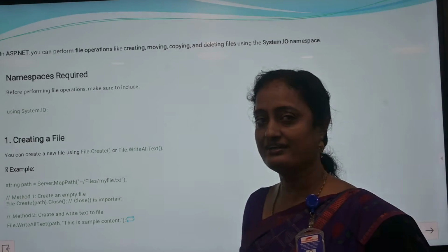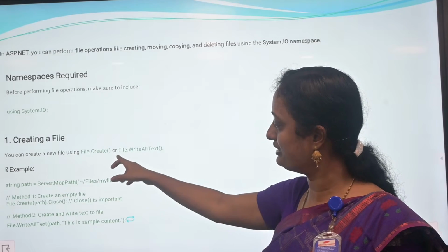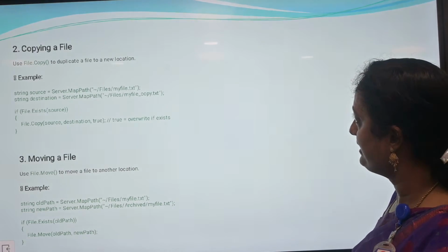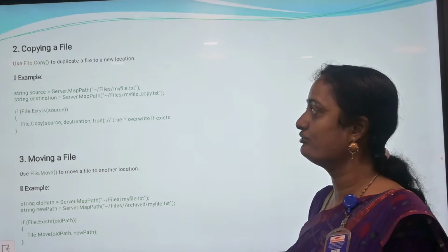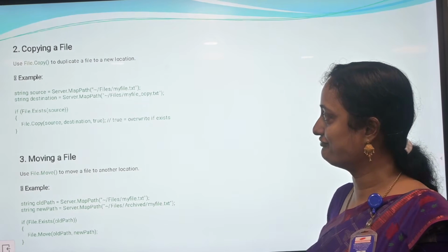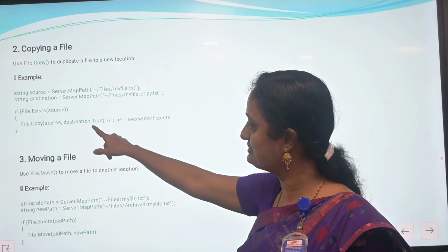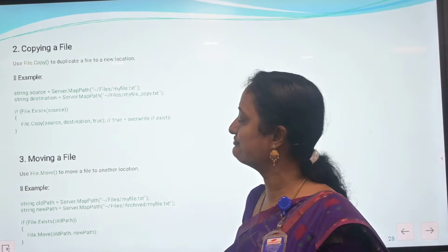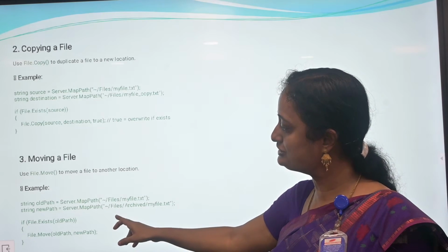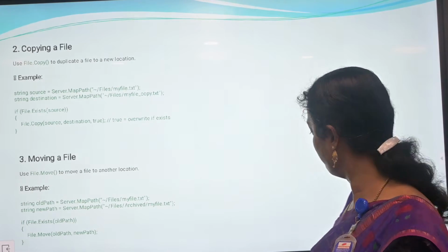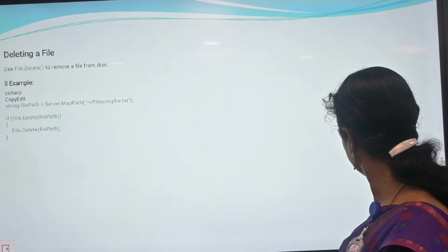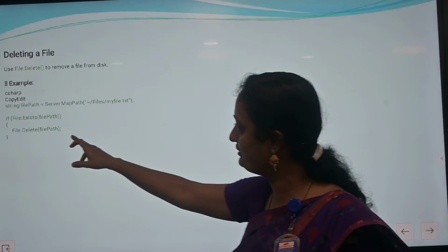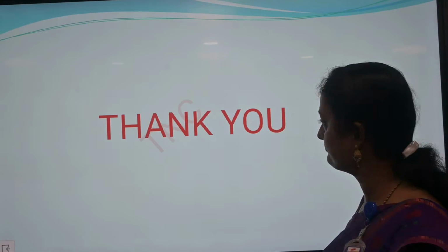Next, creating a file. If you want to create a file, you can use the file create function. And copying a file also: if you want to copy from one file to another, there is a source file and a destination file, and we have to use File.Copy. Next one is moving a file, from the older path to the new path. Next, deleting: if you don't want to use that file, you can go for File.Delete. Thank you.